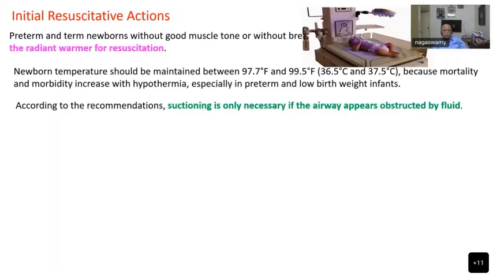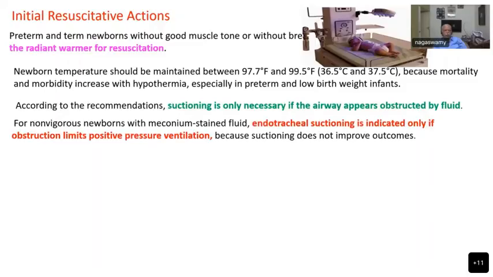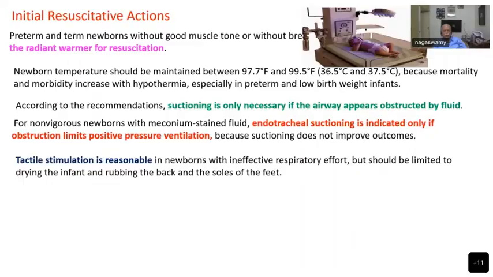And according to the recommendation, suction is only necessary if the airway appears obstructed by fluid. Otherwise, no regular suctioning. For non-vigorous newborns with meconium-stained fluid, endotracheal suctioning is indicated only if obstruction limits positive pressure ventilation. So if the baby has meconium aspiration, then you can put in an endotracheal tube and suction it.